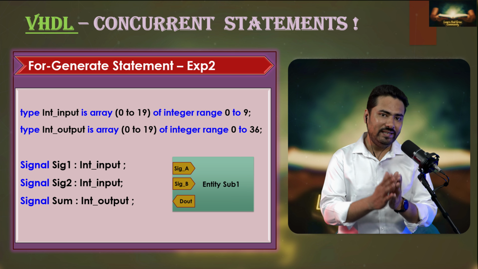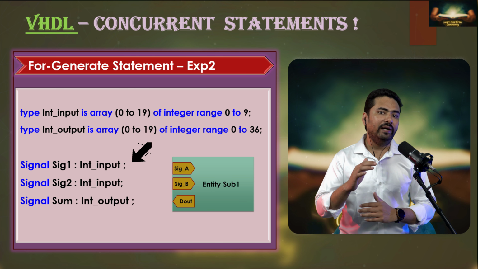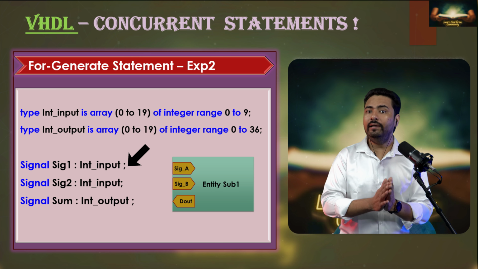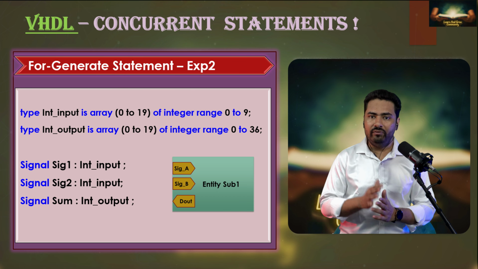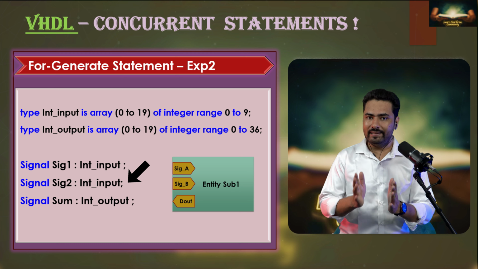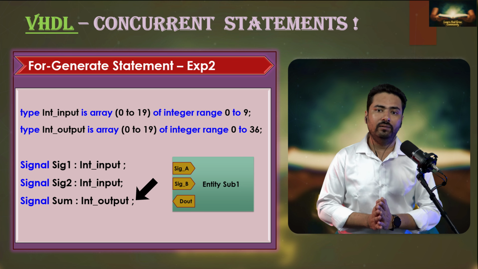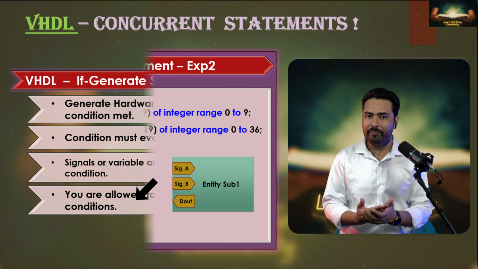Now we can use these two new data types to create signals. First, we create signal 1 using the int input data type. Then we create signal 2, and they both will use int input as the data type. Okay. Finally, we create this signal sum using the int output data type.